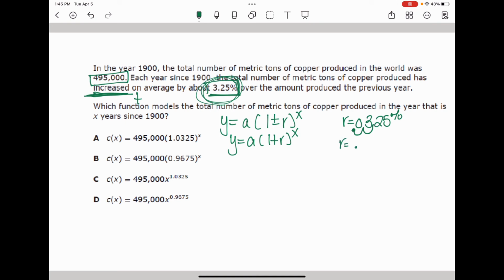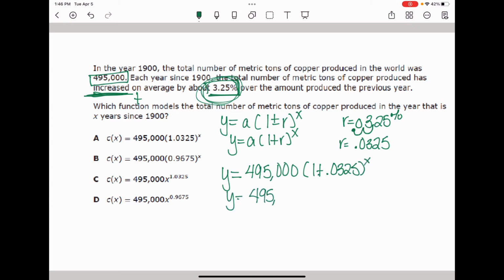So r equals 0.0325. So when I write my equation, I get y equals a, which is the starting value of 495,000, times 1 plus 0.0325 to the x. So that's y equals 495,000 times 1.0325 to the x, which is answer choice A.